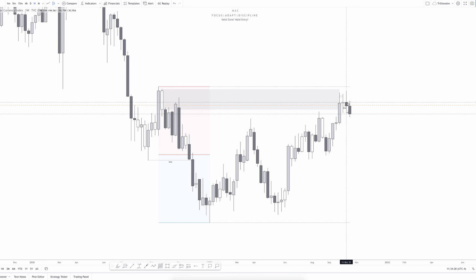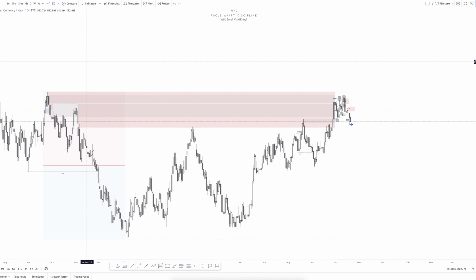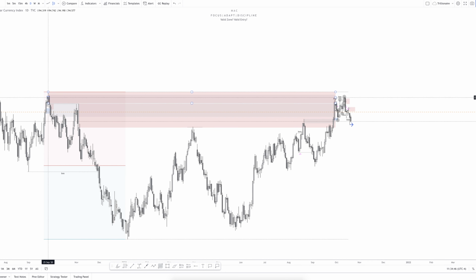So now let's go ahead and head to the daily time frame. All right, so now that we're on the daily time frame, we can see we have 2 points of interest. All right, we have a point of interest here that gives us all the confluences that we need in order to have a point of interest. We also have a point of interest here.